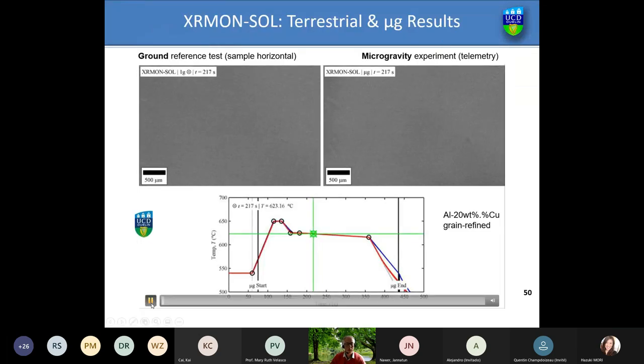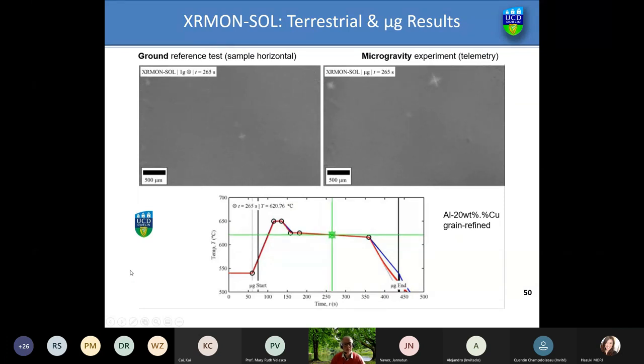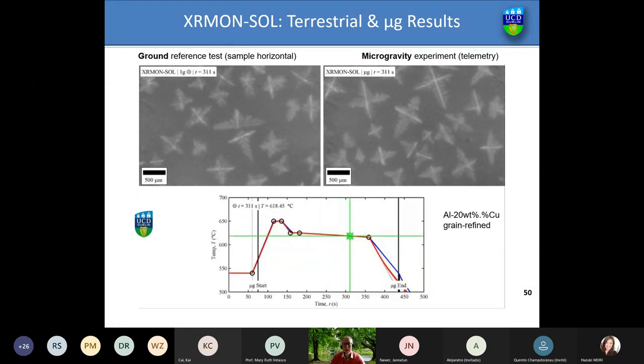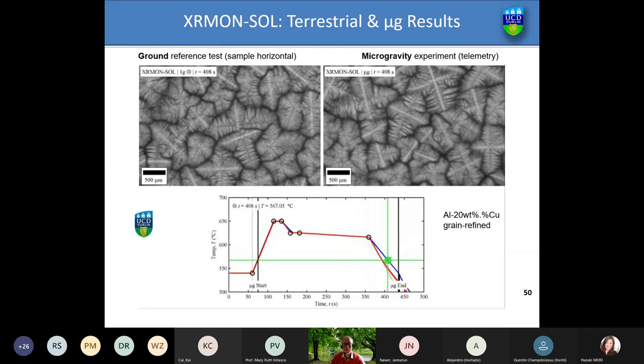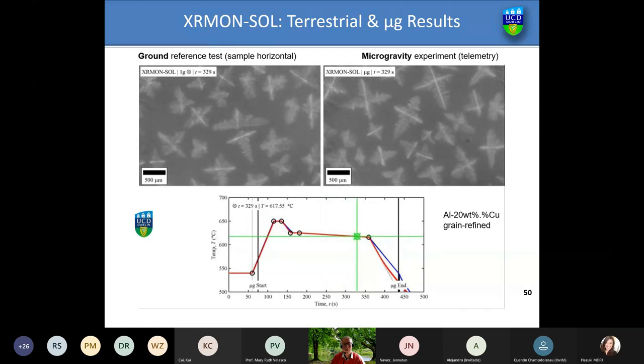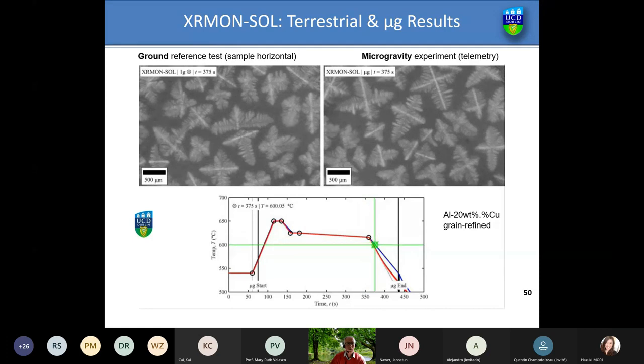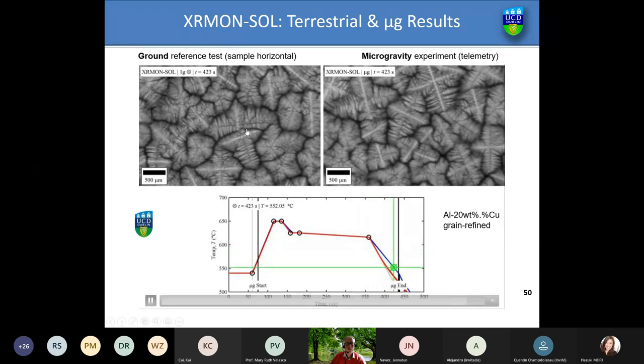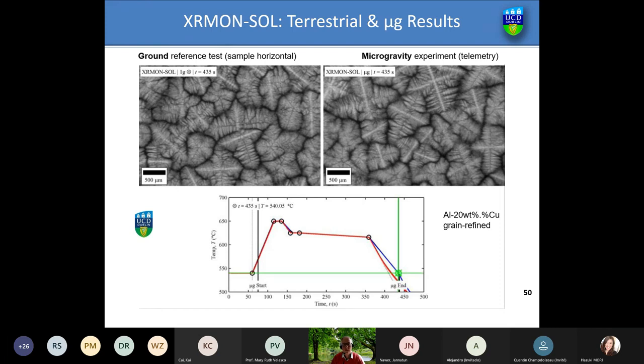And these are the results. So on the left, we have a ground reference test with the sample horizontal, which we performed before the flight. And on the right, we have the microgravity results. And on the bottom, we have the temperature varying during the solidification taken from the furnace thermocouple readings. So there was no wild motion of the grains, even in the ground reference test, because the sample was in horizontal orientation. As we've seen before, this is the orientation which is less affected by gravity.